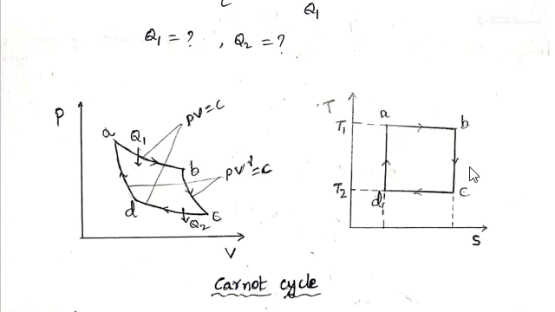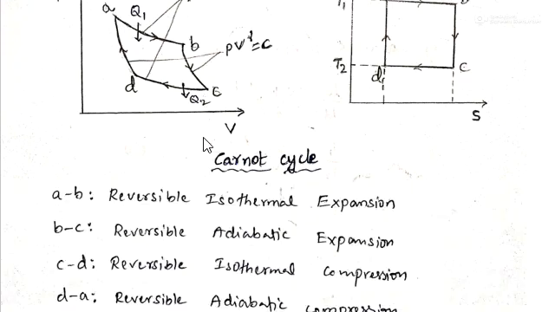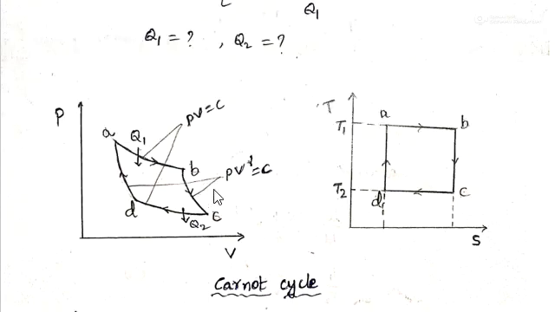First of all, let us see what the Carnot cycle is and what processes it consists of. The Carnot cycle consists of two isothermal processes and two adiabatic processes, and these are reversible. A to B is isothermal expansion, and B to C is adiabatic expansion. C to D is isothermal compression, and D to A is adiabatic compression. And this is the TS diagram for the corresponding Carnot cycle.